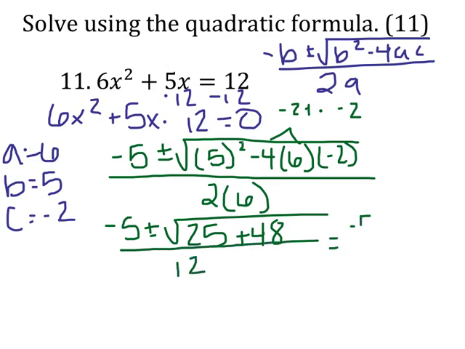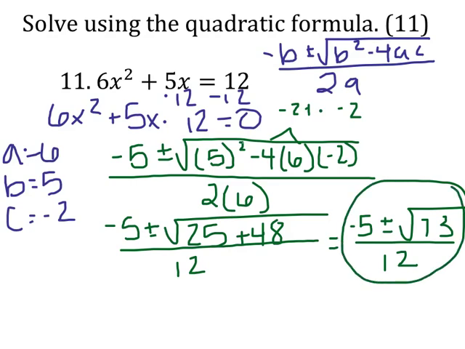Again, keep on simplifying. That's negative 5 plus or minus the square root of 73. Do we know the square root of 73? I certainly don't. So we will leave it just like that.